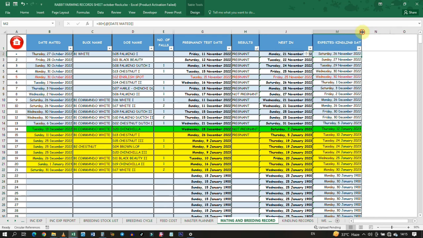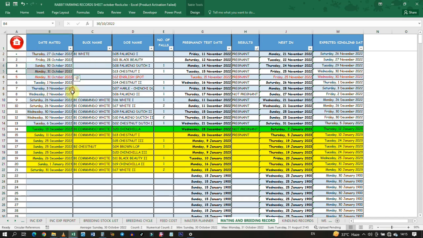So always prepare for the rabbit. So you have it here as 26th November and all that. So that's it. You keep doing it for all. I usually highlight to see which ones are next. So normally I highlight.